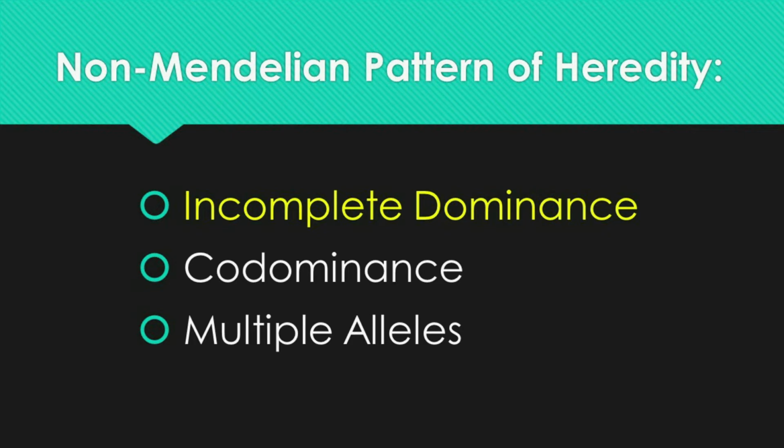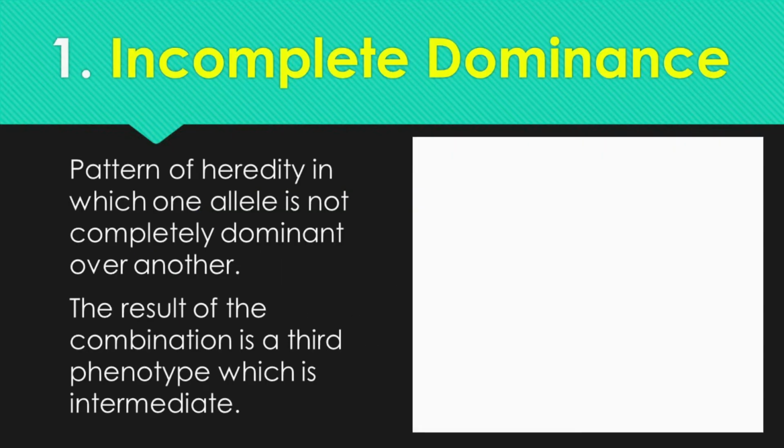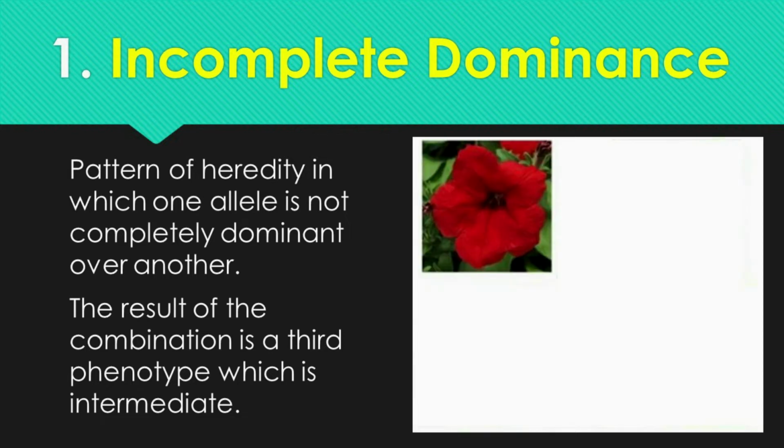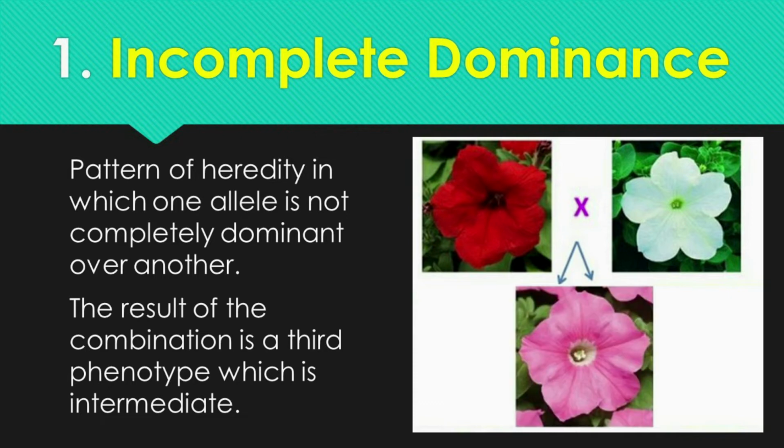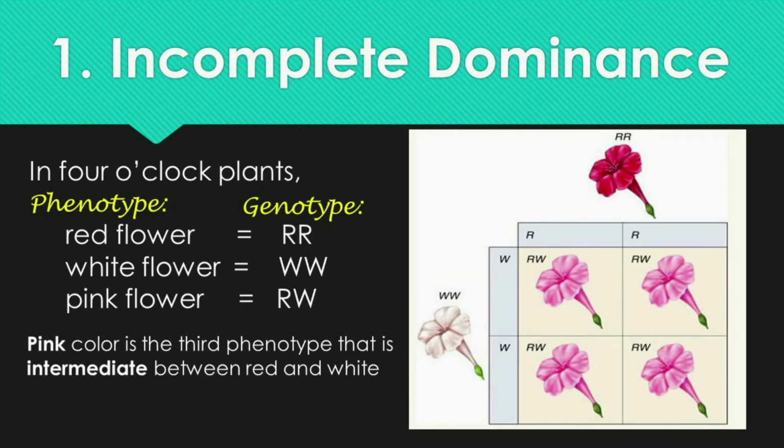Let's first talk about incomplete dominance. Incomplete dominance is a pattern of heredity in which one allele is not completely dominant over another. The result of the combination is a third phenotype, which is intermediate. Incomplete dominance can be observed among 4 o'clock plants. When a red-flowered 4 o'clock plant is cross-pollinated with a white-flowered 4 o'clock plant, the resulting plant or offspring will produce neither red nor white flowers. Instead, all flowers will be pink. This is the combination of two traits that results in the third phenotype.